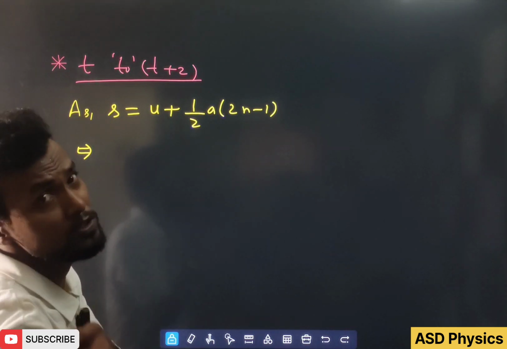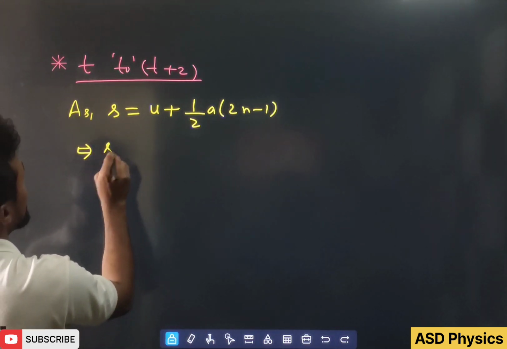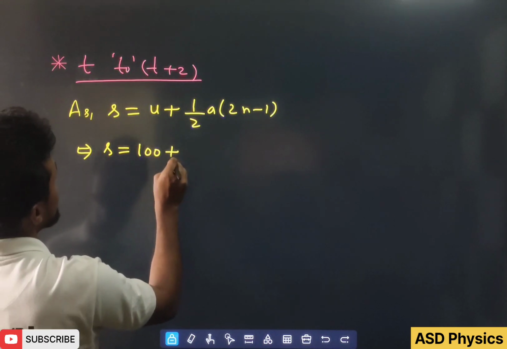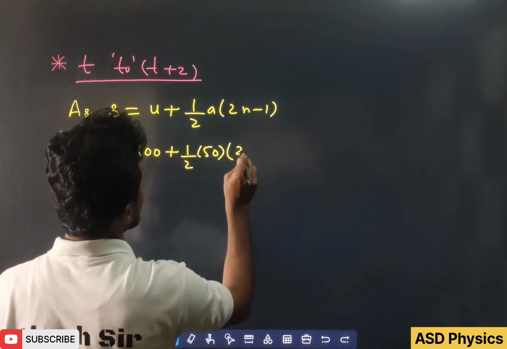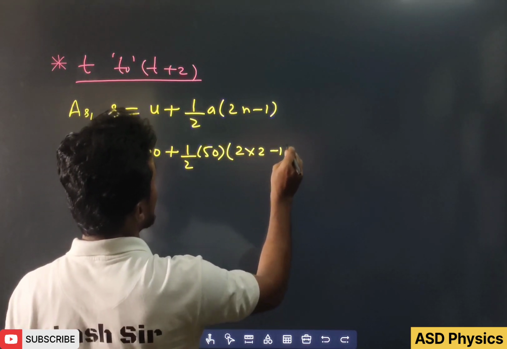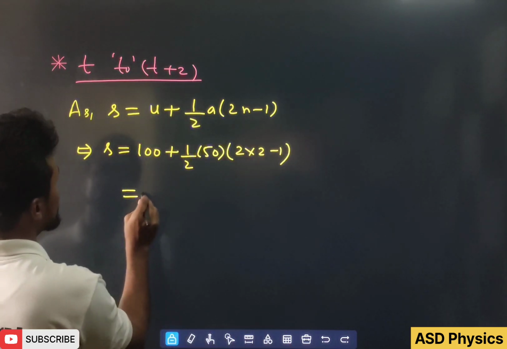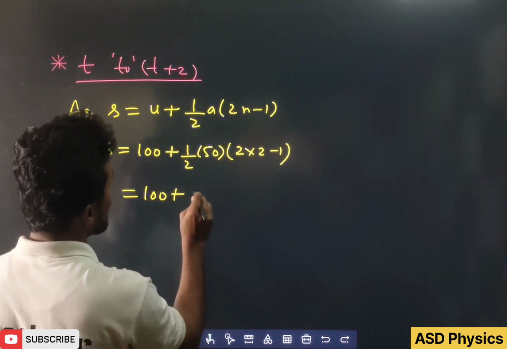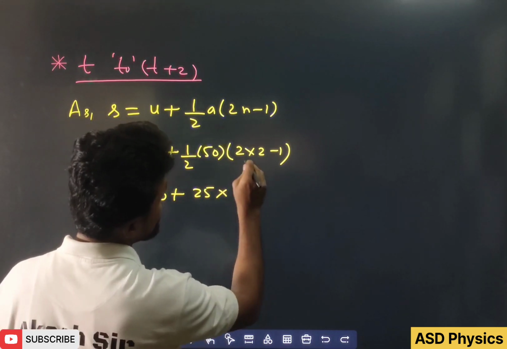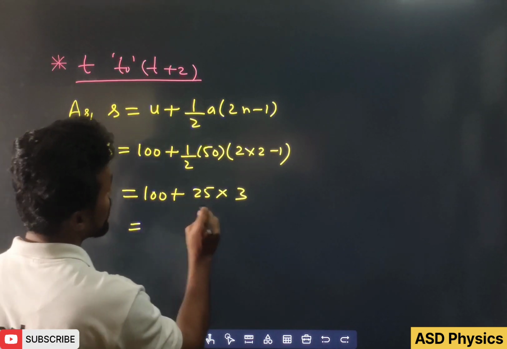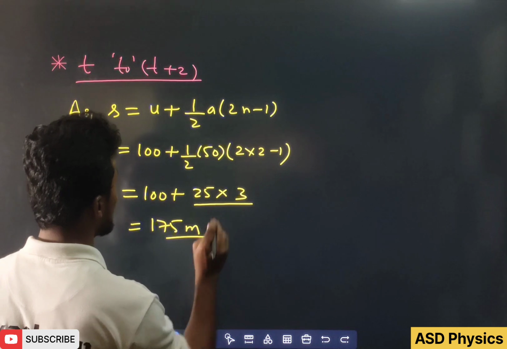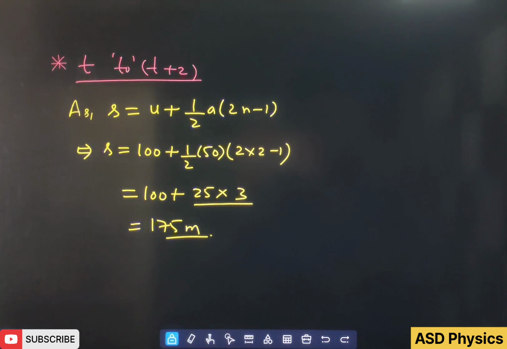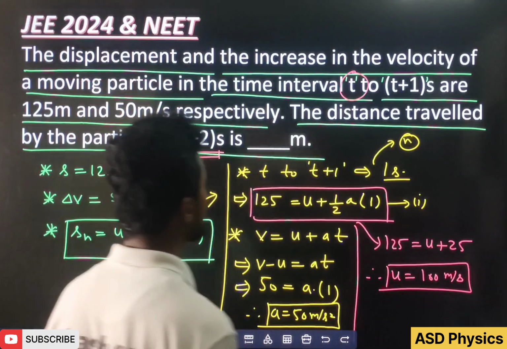So what will this become if we are using it for 2 seconds, displacement in 2 seconds? Remember that s equal to u, how much here? 100 plus half, and a is 50, and here 2 into 2 minus 1, correct? That means it will become 100 plus 50 by 2, 25, and here 4 minus 1, 3. So 25 into 3, 75. 100 plus 75, 175 meter. What is coming here, students, in t to t plus 2? 175 meter.